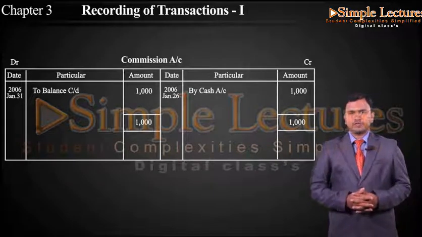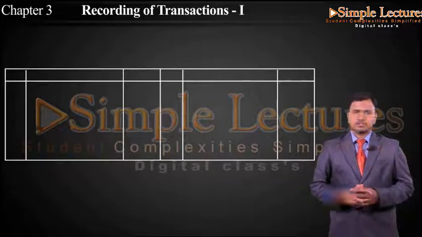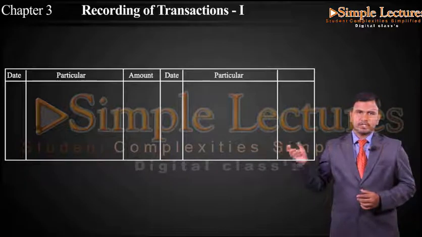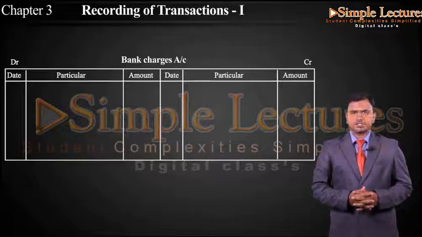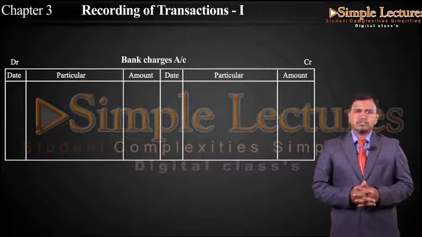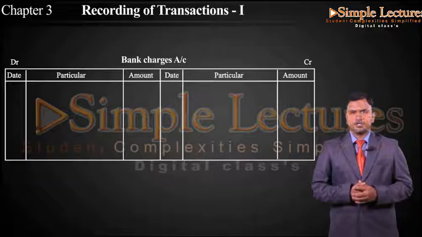The next account we have to prepare is for bank charges. Coming to bank charges, the format remains the same: date, particulars, amount. We have only one journal entry that should be posted here. That entry is on Jan 27th, bank charges account debtor to bank account.